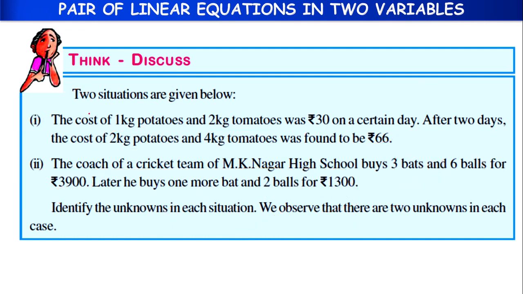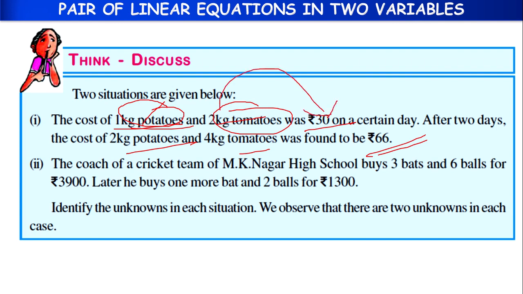What are the unknowns here? How many tomatoes she has bought? 1 kg, 2 kg. What is the total cost? 30. Here, 2 kg, 4 kg, total cost is 66. What is missing here, children? The cost of 1 kg of potatoes, how much? The cost of 1 kg of tomatoes, how much? So that we can check the total amount.